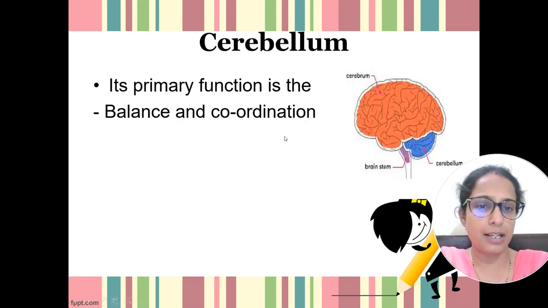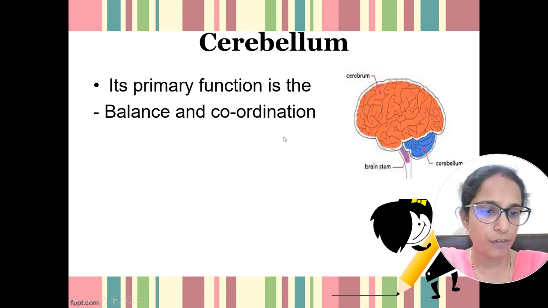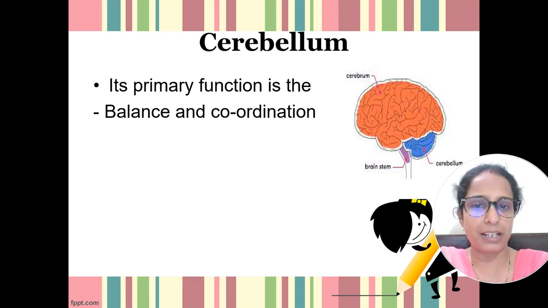So at the last, that is the cerebellum. This is the brain stem and the cerebellum. The cerebellum is responsible for the balance and coordination of our whole body. How our whole body is coordinated and balance is maintained, whatever function we are doing, that is by the control of the cerebellum.